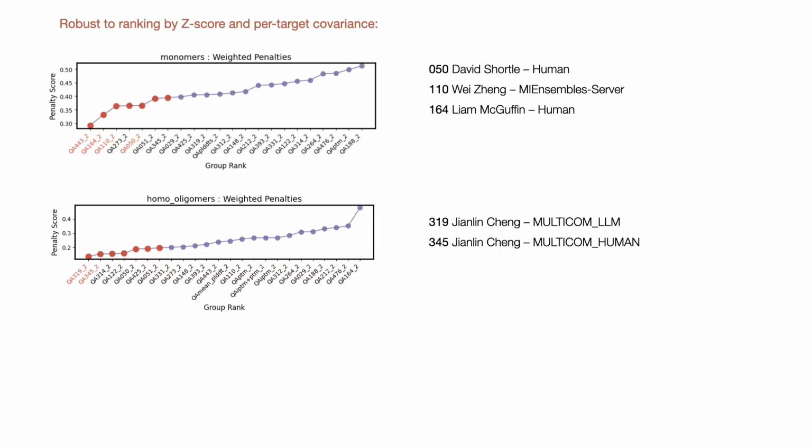And for the monomers, today we're actually going to hear from 3 groups. I think the McGuffin group was already highlighted by Randy, also for standing out in QMod 1 and 2. And then I have the MI ensemble servers from Wei Zhang and David Shortle human. And what's interesting about these 2 groups is that not only do they light up in the monomer ranking, but if we do a very straightforward sum of the rankings across the 3 categories, these 2 groups are the ones that actually generalize the most. So they end up being at the top of this very simple global ranking.